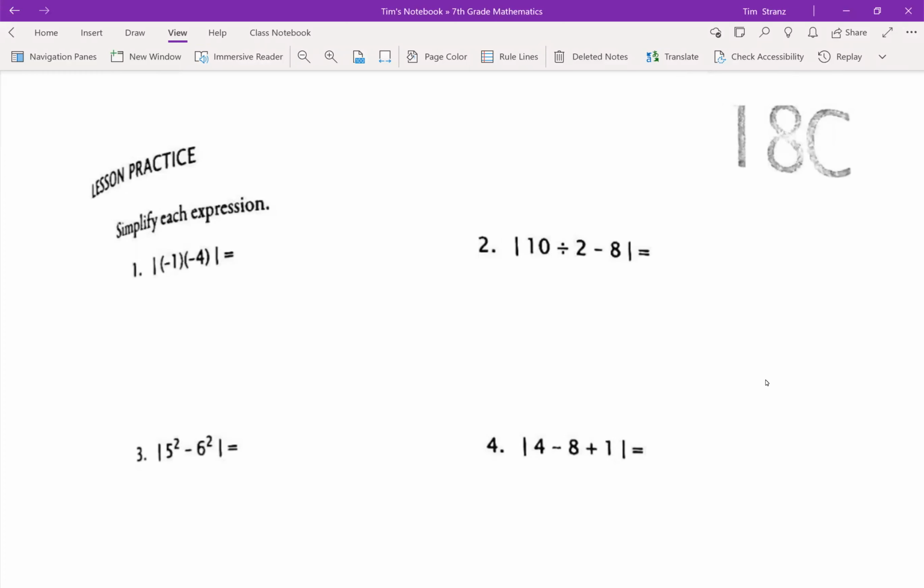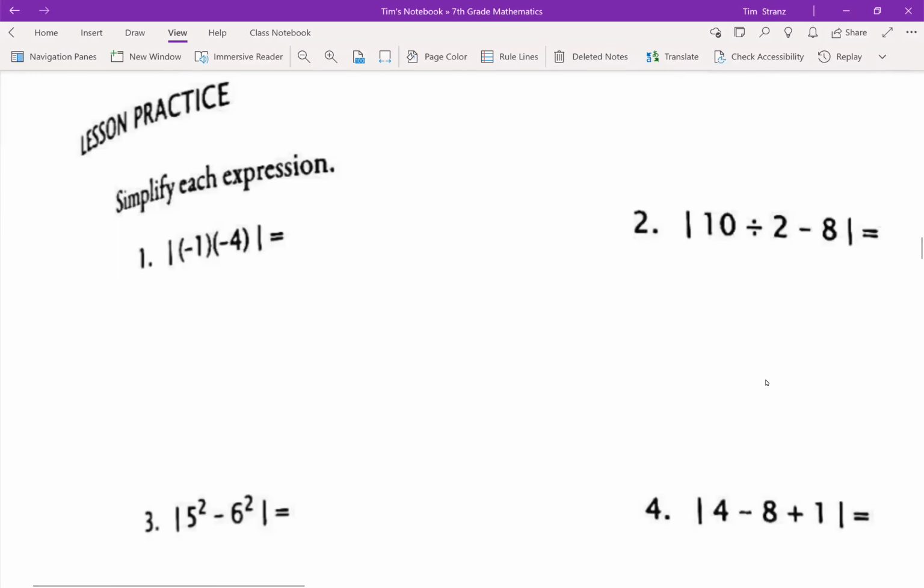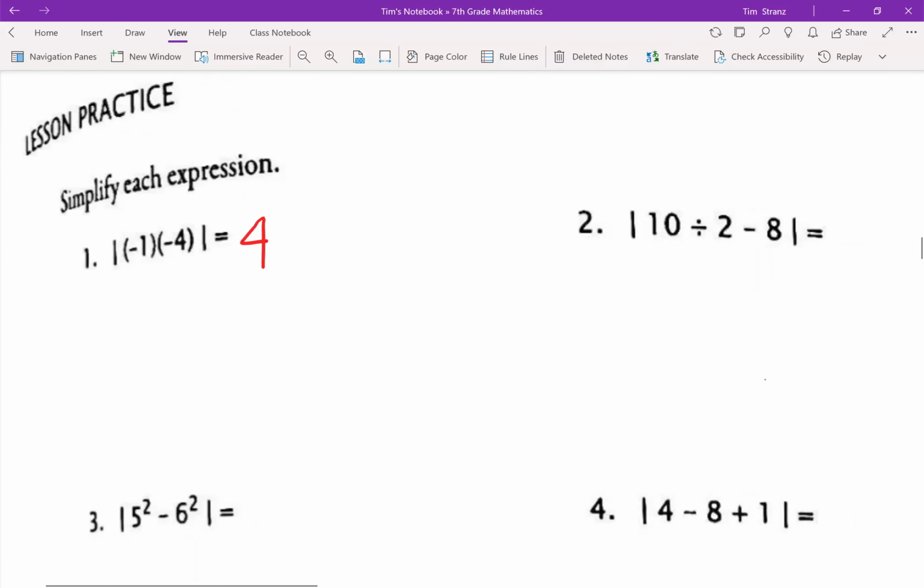So for number one, it says we have the absolute value of -1 times -4. Remember, with absolute value, you want to solve the problem first inside the absolute value brackets. So -1 times -4 would give you a +4, since you have two negatives being multiplied by each other, and it will stay positive even with the absolute value brackets. So number one would be a +4.